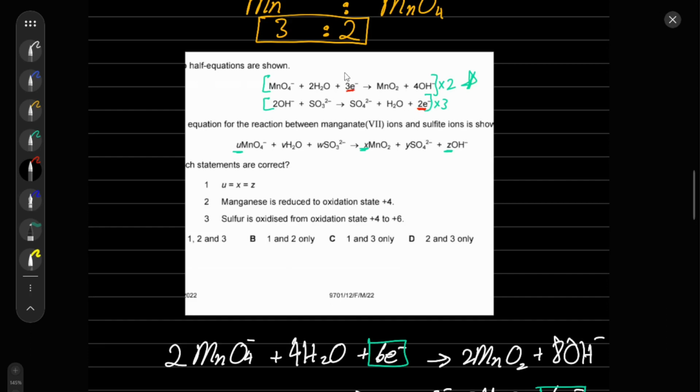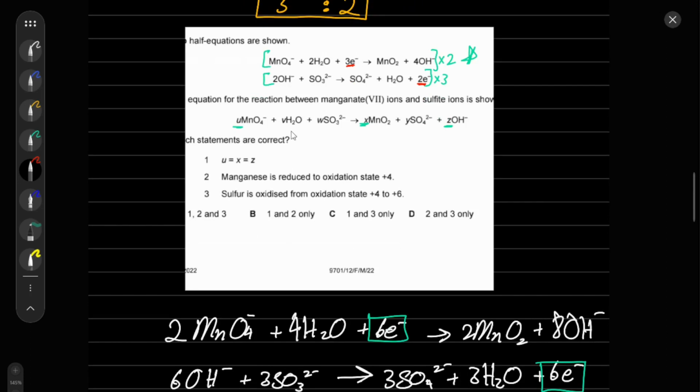It is 3:2, right? So that means that if I multiply this bottom equation with 3 and this upper equation with 2, it's gonna have a balanced overall electron count, and that's how I can balance the equations. That's what I did, and after multiplying it, I made this entire equation.